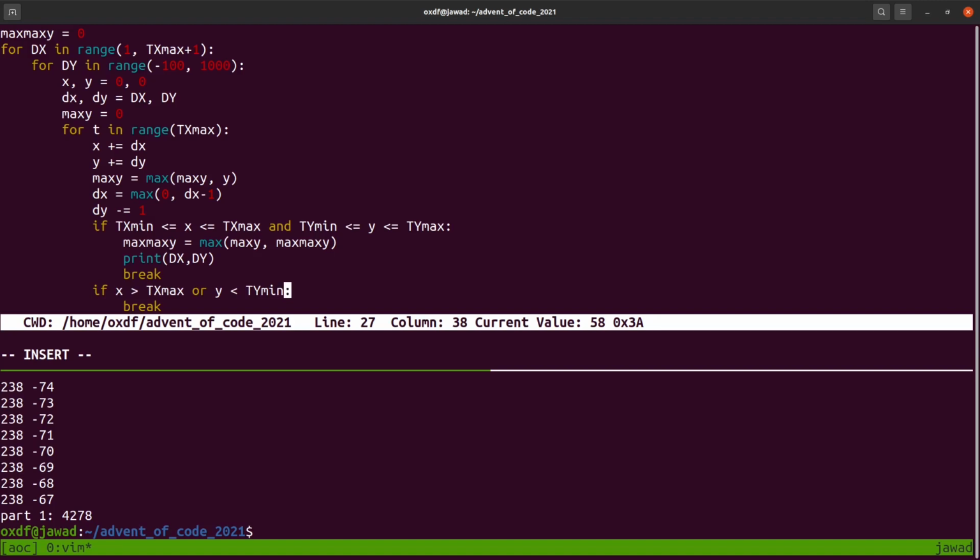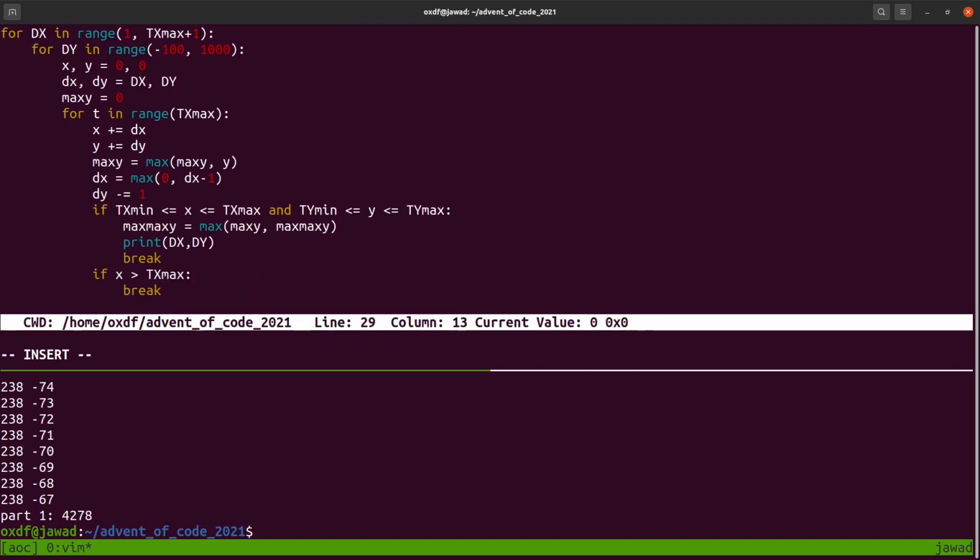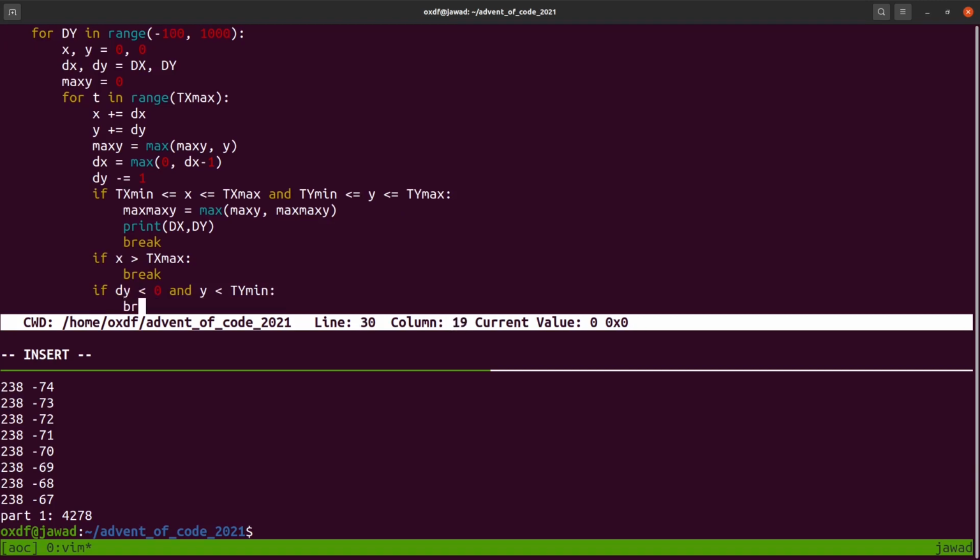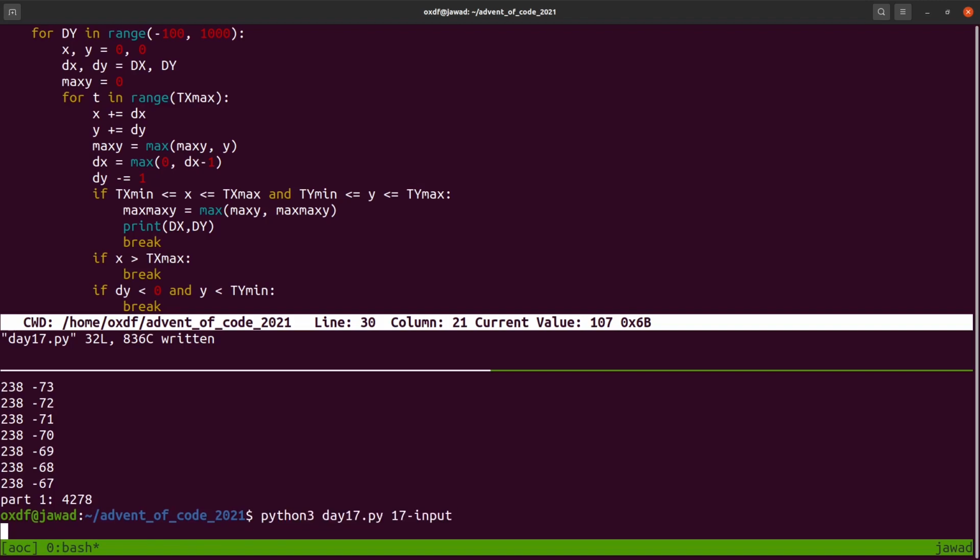If y is lower, I feel very happy with that one. What's my y coordinate? Because I could start below the thing. So I guess if dy is less than 0 and y is less than ty min, break. So basically, if my velocity is going downwards, and it's never going to go up again, and I'm below the minimum, I can break out of it. Let's see, does that make it faster? And does that make it still right? That was way faster. So yeah, I like that.